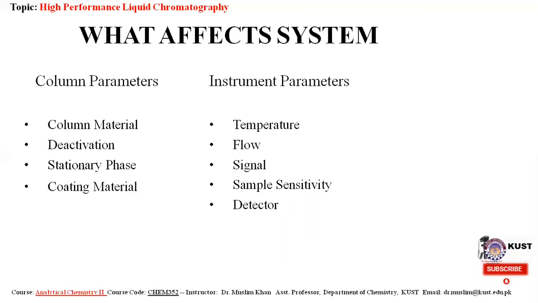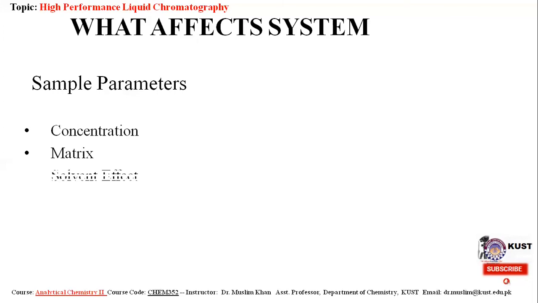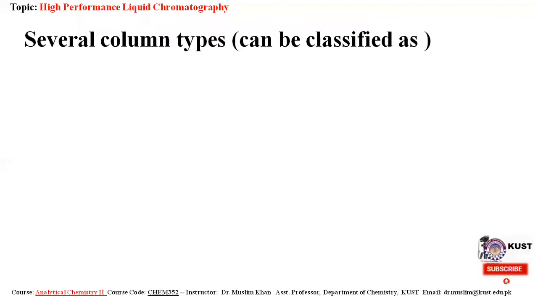These column parameters and instrument parameters can affect the system, and sample parameters can also affect the system, like concentration. What is the concentration of the sample? What is the matrix? How much matrix is there? That can also affect the system, and also solvent effect. Which type of solvent are you using, methanol or acetonitrile, or which buffer are you using, what is the pH of the buffer. So the sample can also affect the system.